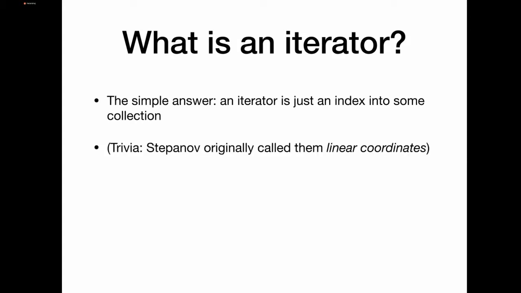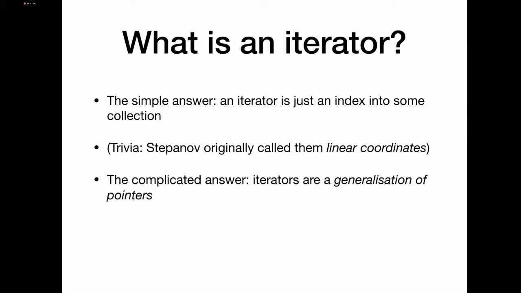It's a bit of trivia. In the original version of the STL, Stepanov called them linear coordinates, and the standard committee persuaded him to change this term to iterator. So there we are. A slightly more complicated answer is that iterators are a generalization of pointers. If you think about a C array, a raw language array, you can have pointers to the elements, and you can perform operations on that pointer. You can make it point to the next element. You can dereference it to access the element. And iterators are a sort of generalization of that.